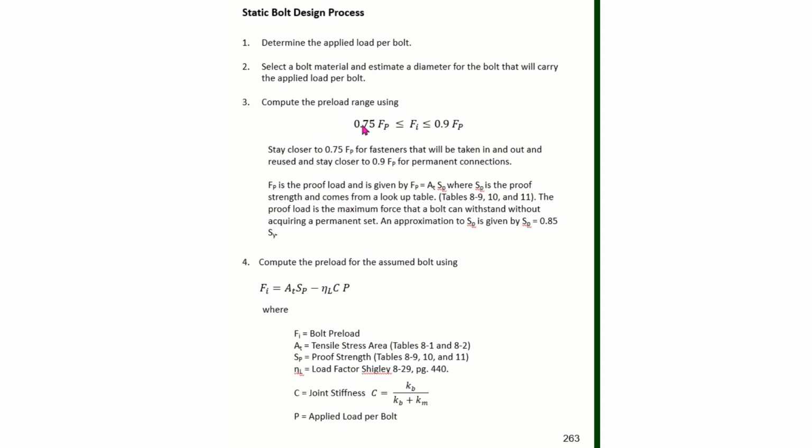If we're down here below the 75% Fp, then we've picked too small of a bolt and we need to come back and pick a larger bolt and go back through and compute Fi.